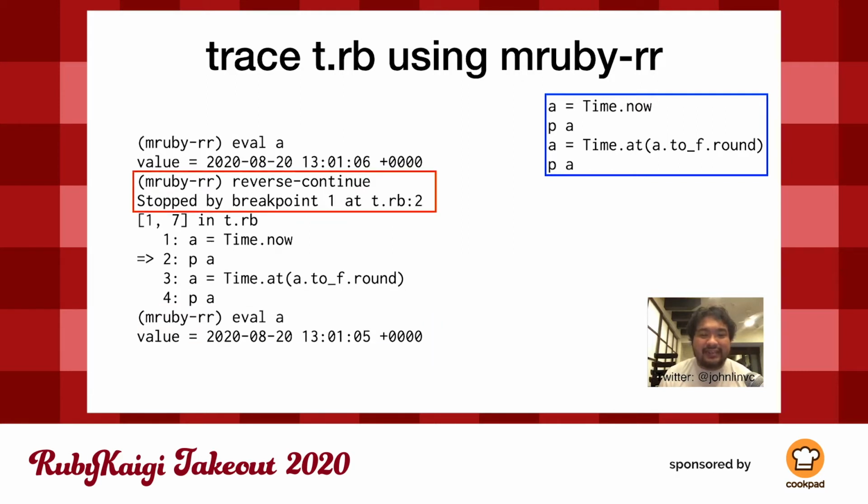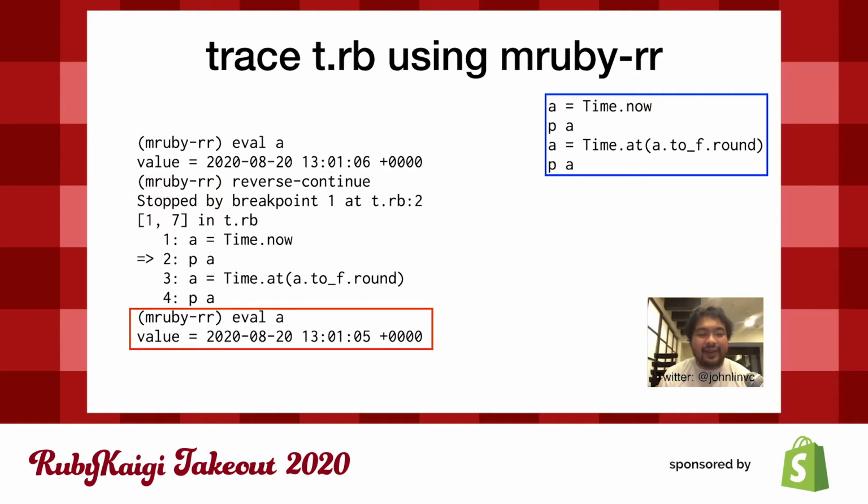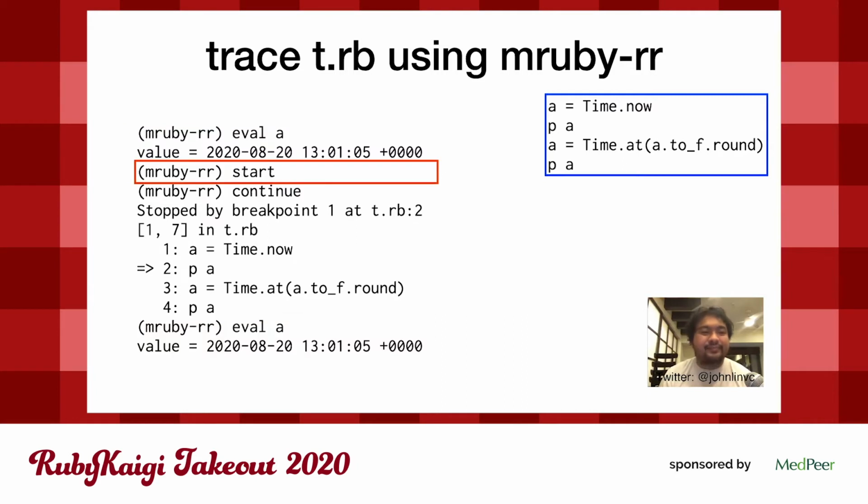So what's special here is that in mruby-rr, after we go to line 4, we can do a reverse continue. What reverse continue does is that it reverses the execution direction. So you'll go back in reverse order until it hits another breakpoint, which is breakpoint 1. And then here we can evaluate the value of a again, so we can get its old value. So we can see here that after we go back in time, we can get the old value of a, which is the value we really want to inspect.